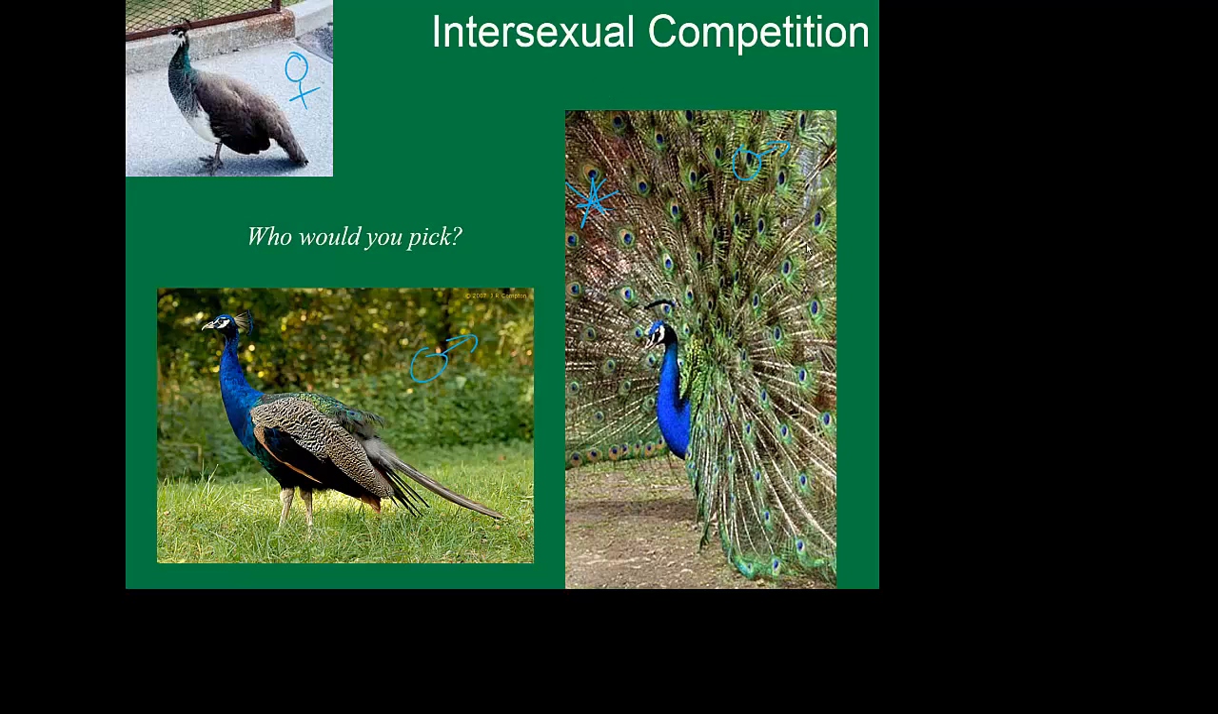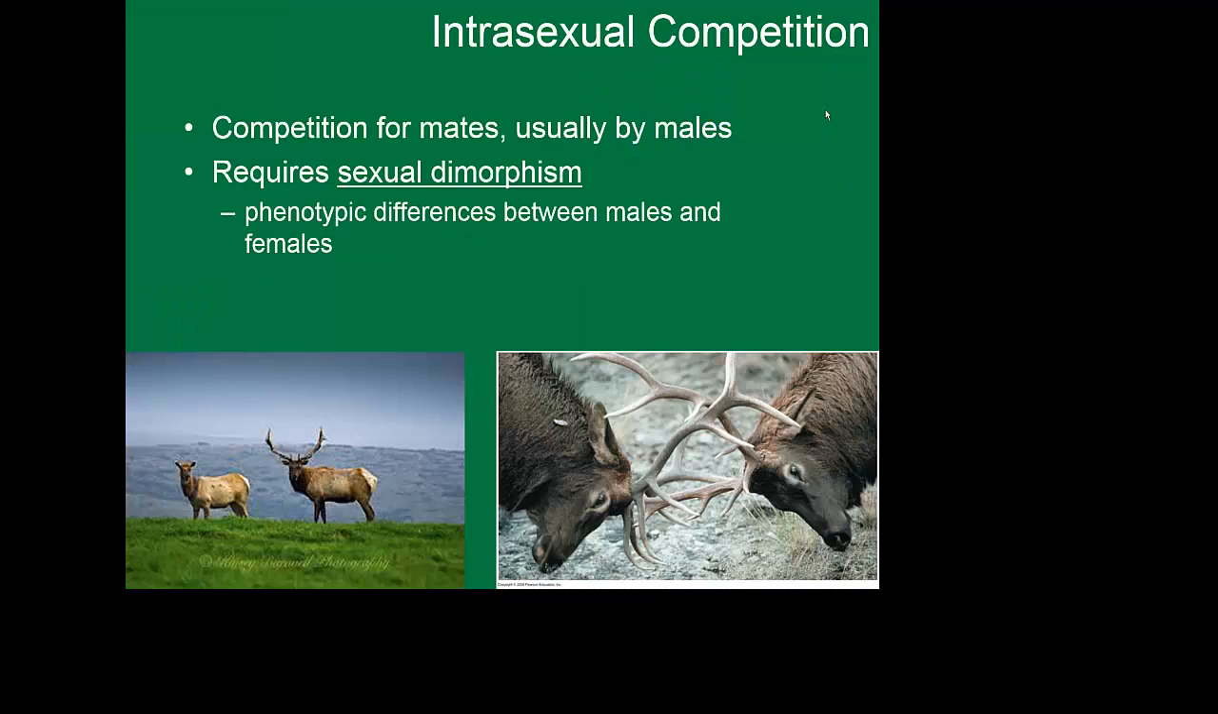Strong characteristics such as the peacock on our right here are an indication of good genes or good genetics. Strong individuals, terrific. So the female is going to pick the male that appears to have the better genetics. We can also look at something known as intrasexual competition, where the males actually compete.